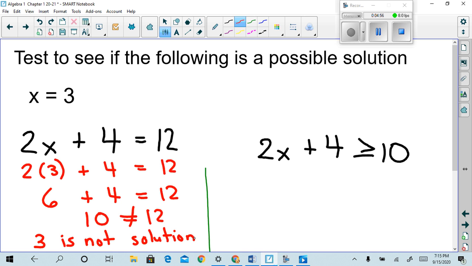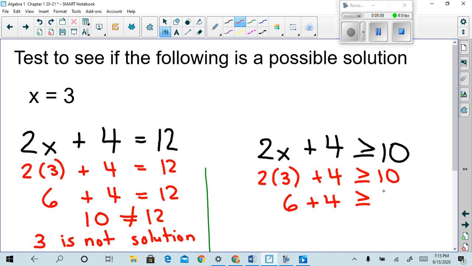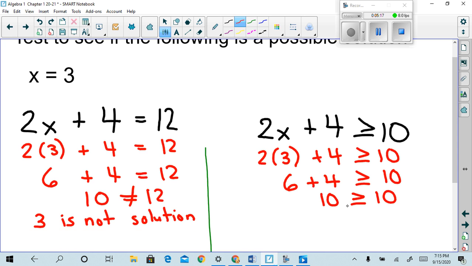Let's try it with this inequality. Let's put this 3 in here. Is 6 plus 4 greater than or equal to 10? Is 10 greater than or equal to 10? Well, if it didn't have the equal to symbol on there, it would be false, but this is a true statement. 3 is a solution.